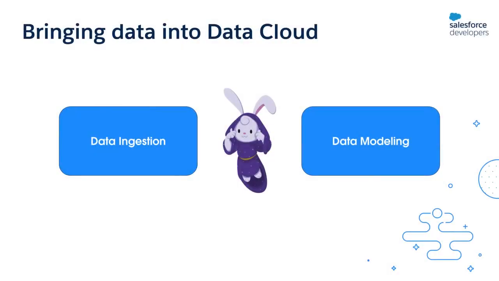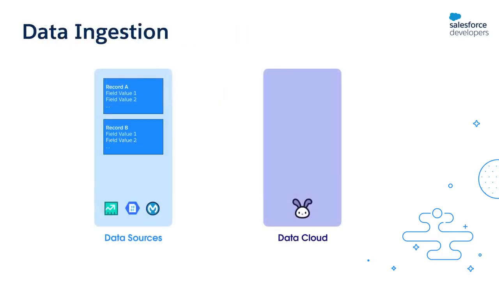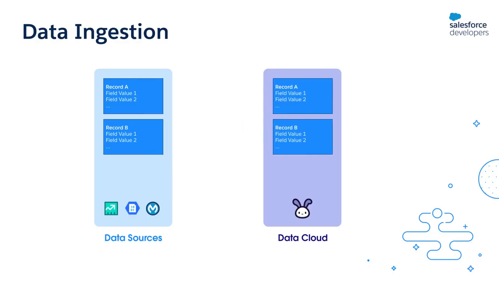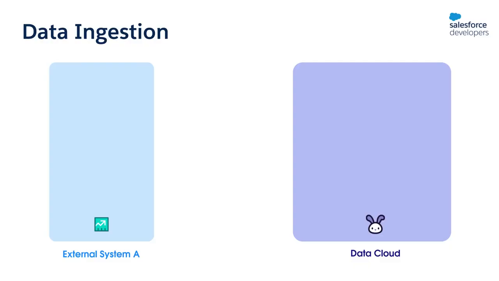Bringing in the data from different data sources involves two phases. First is data ingestion, and second is data modeling, also known as harmonization. In the ingestion phase, data from a data source is brought in as is, meaning that the fields and their data types are imported without any transformation. To get this data from a data source, you must first establish a connection between the data source and Data Cloud. You do this with the help of a connector.